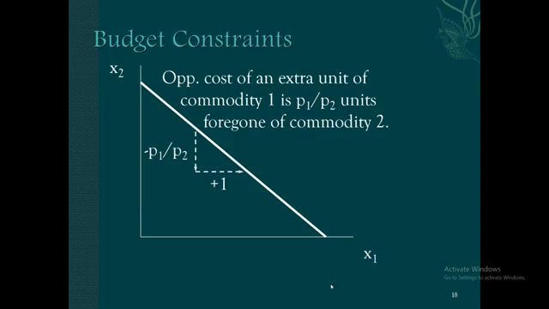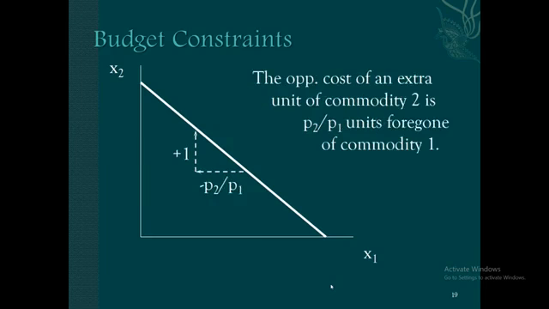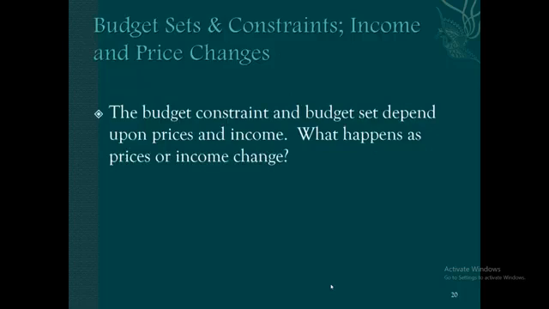Now, the cost of an extra unit of commodity 1 is P1 by P2 units foregone of commodity 2. So if you want to get an X1 unit, you have to forego that much of the X2 commodity. That is what this dashed line is trying to tell you. If you want to move from X1 to X2, then you have to give up this much of X1 for Y.